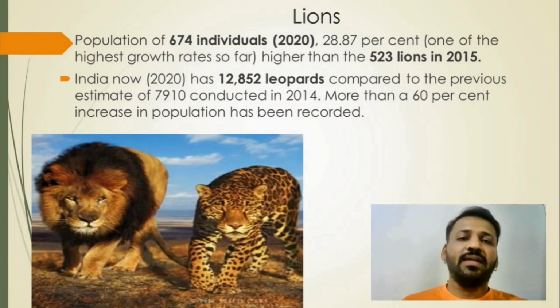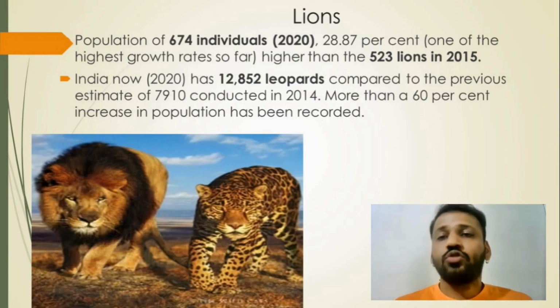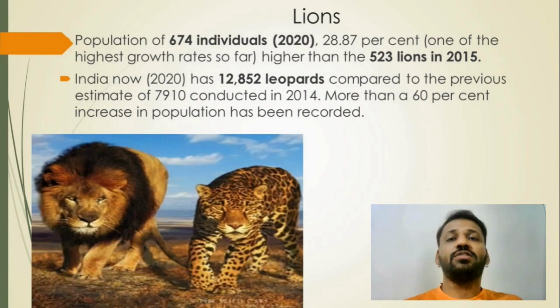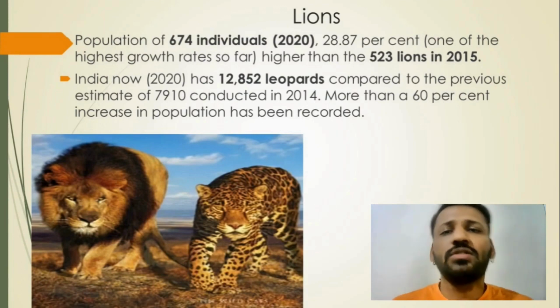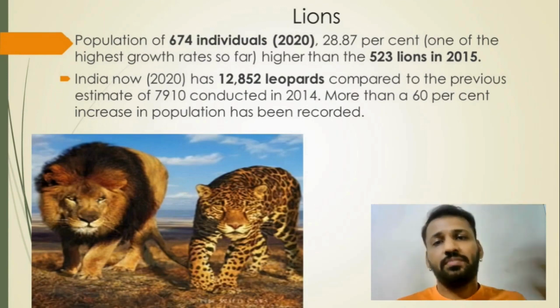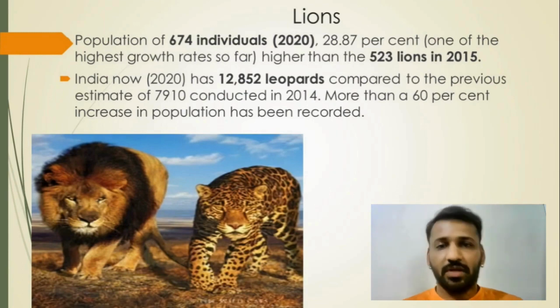So the government is estimating that tomorrow if the country's population increases and the cheetah population increases, it will not harm the people. The leopard population has also increased. In 2014 it was almost 7,900. Now it has become 12,800 leopards.